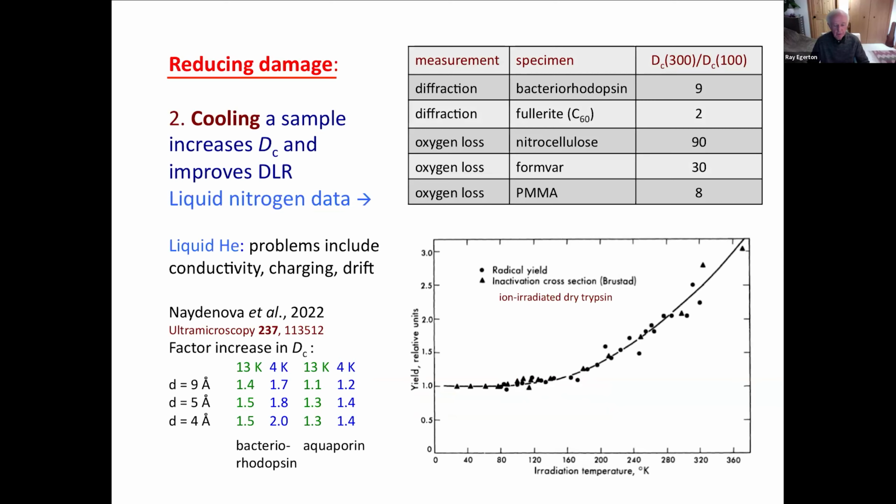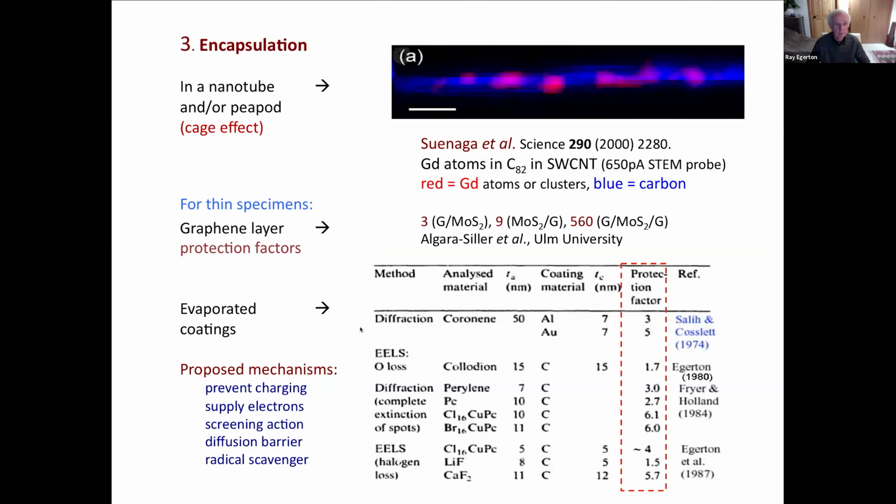If we go on to talk about minimizing the damage, one of the ways that's commonly done is to cool the sample. This is quite effective for organic samples. You can get a factor of 10, sometimes greater, by cooling. Recently, people have tried using liquid helium cooling. The results have been variable, but these recent results from Cambridge give something like a factor of 1.5 up to 2 by going from liquid nitrogen temperature down towards liquid helium temperature.